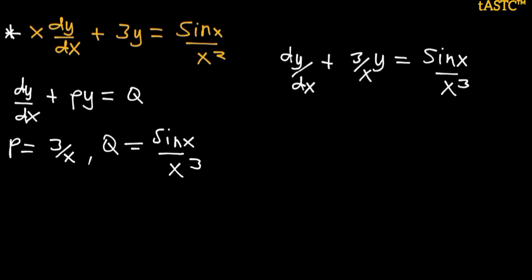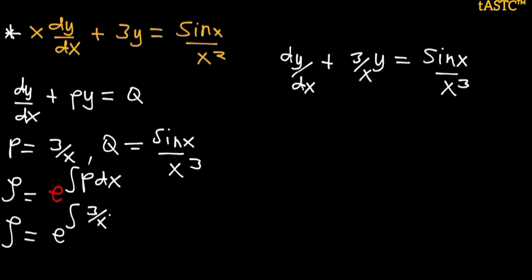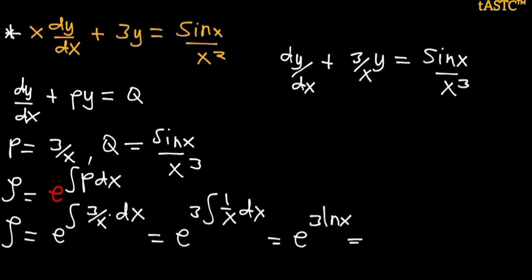Now, what is the next step that we need to take? We need to find out what the integrating factor is. Now, we know the integrating factor, rho, is equal to e raised to the integral of p dx. Now, p is 3 over x, multiplied by dx. Obviously, this is going to be e to the power of 3 multiplied by the integral of 1 over x dx. And of course, this is going to give us ln x. So this is e to the 3 ln x, and of course, this gives us e to the ln x to the third.